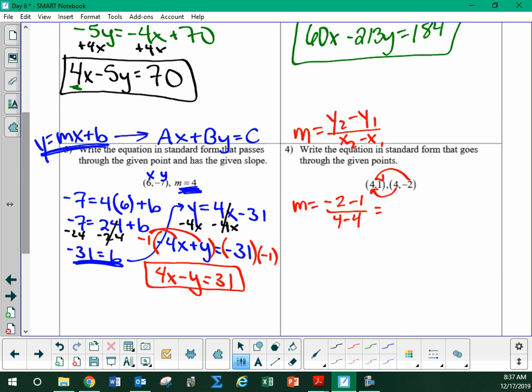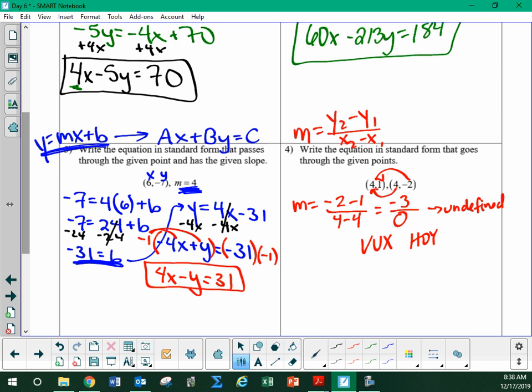So you get -3 on top. 4 minus 4 gives us 0. Ooh, what do we say when we have a 0 in the denominator? Undefined, good. So then we're like, wait a second, what do we do with that? Anytime you get a slope of 0 or slope of undefined, you should think VOX versus HOY. Which one has the undefined in it?